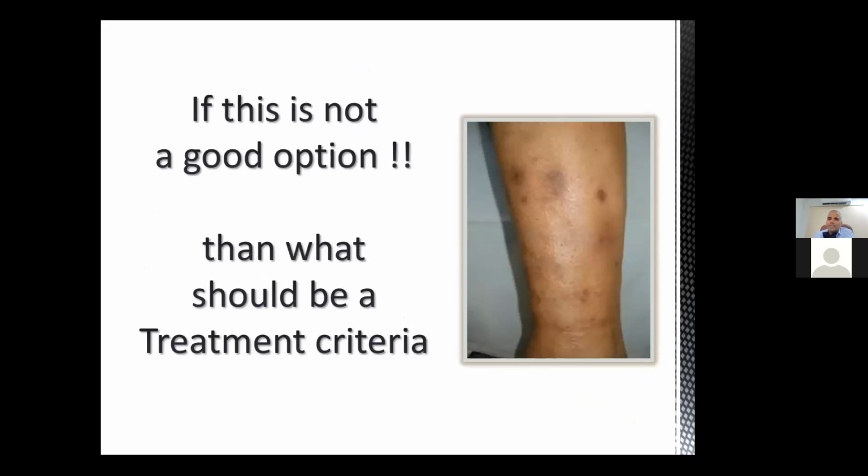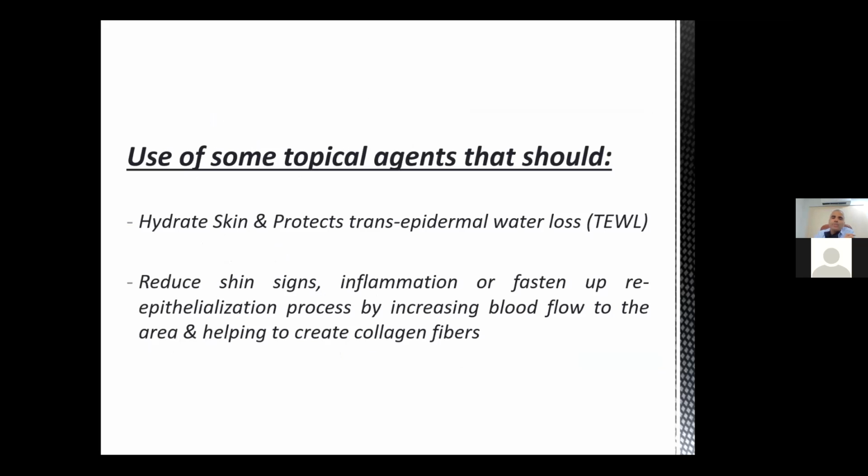So what should be the best possible option to address diabetic dermopathy? You should give some agent which hydrates the skin and prevents transepidermal water loss. That's important, that ongoing oozing and transepidermal water loss is prevented. And the same compound should reduce the inflammation and help in reepithelialization, so that the new tissue takes on and the old tissue is taken off, and help in creating more collagen in the bed, so that the healing process is faster.